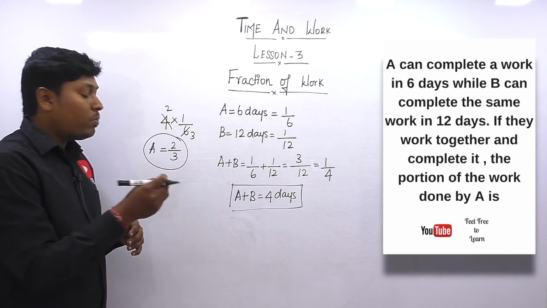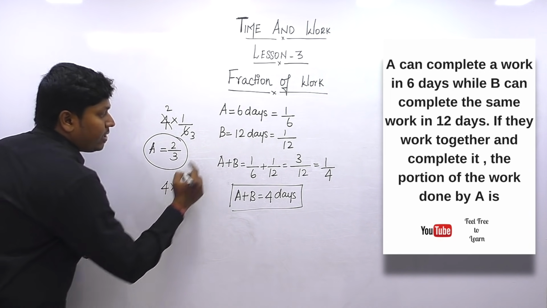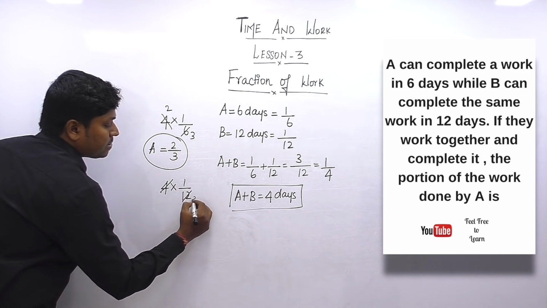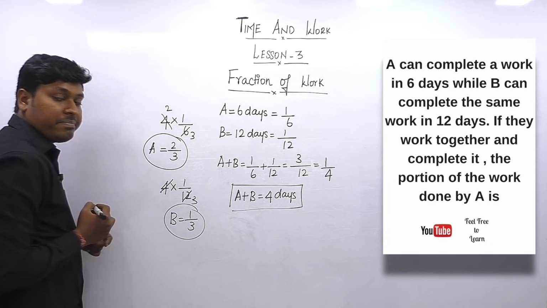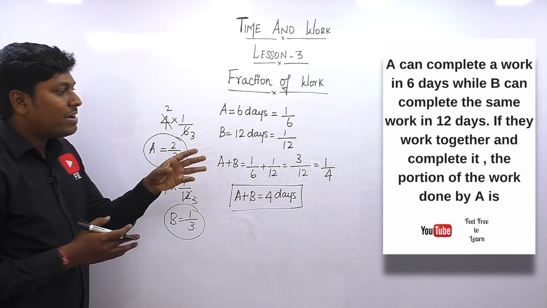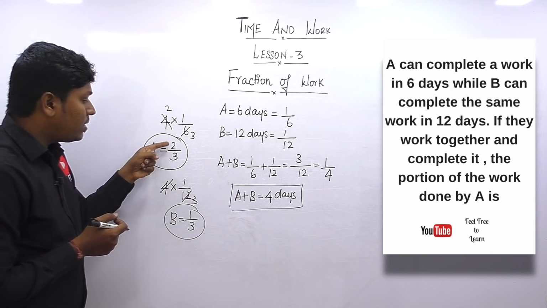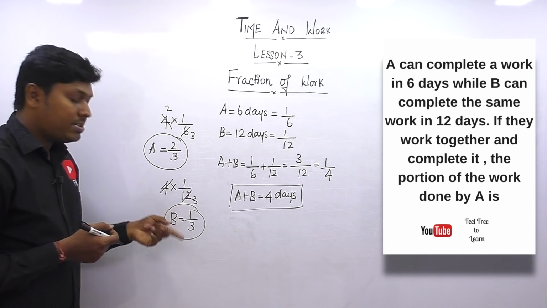If you want to find the portion done by B, then we can say that out of 4 days, we know that B's 1 day work will be 1/12. So when you cancel, this becomes 1/3. So B's work portion is 1/3. So friends, simple concept. Here the question is asking for the work done by A alone. The portion of work done by A alone is 2/3. If they ask what is the portion of work done by B alone, it is 1/3.